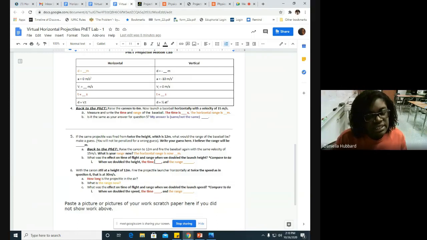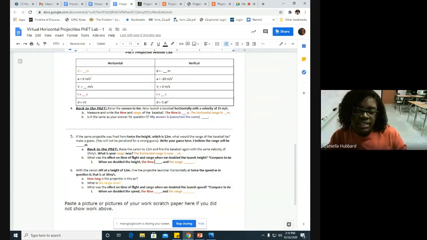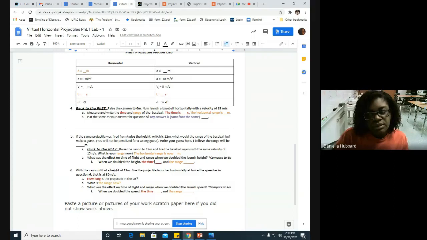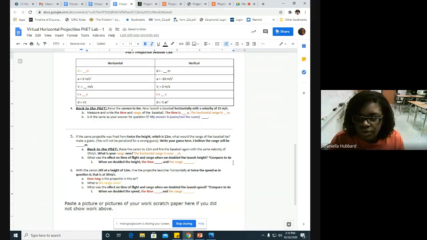Okay. Speaking of 6C, for number 6, we're keeping that same doubled height. Now we're just going to double the speed that was originally 15. Now we're going to double it to 30. Now you're going to see the new times and the new range, and you're just going to compare. And I'm telling you what to compare your numbers to. Okay, compare it to 6A. That should not be 6A. That should be 4A. I apologize. So we're going to compare these numbers to 4A based on what you got in the PhET lab with the original dimensions.